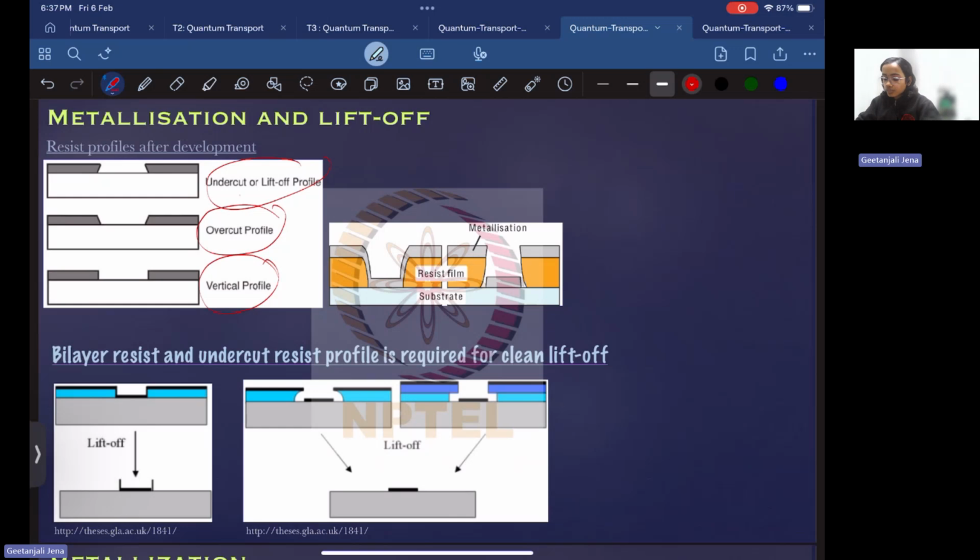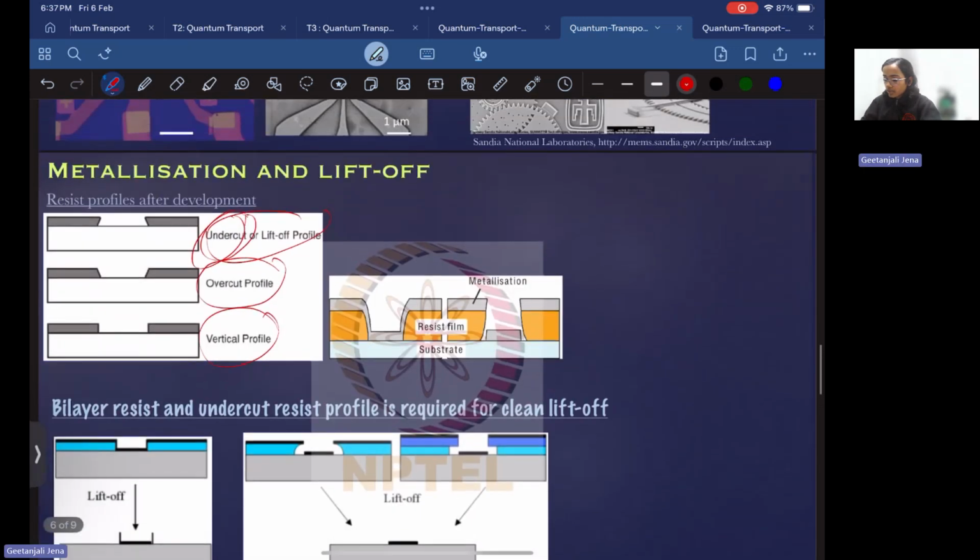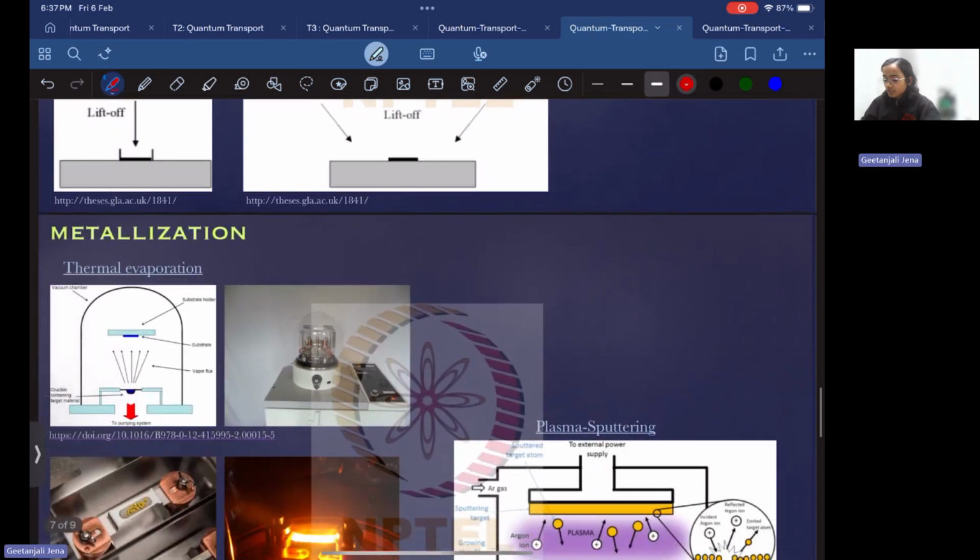stage. But the resist profile which will give a more accurate design is the undercut one, because when you lift off, the pattern won't be distorted in the undercut profile. Okay, so this is all about the metallization.